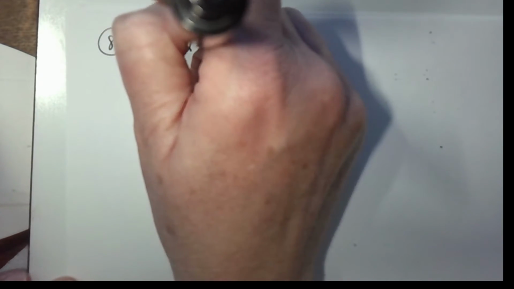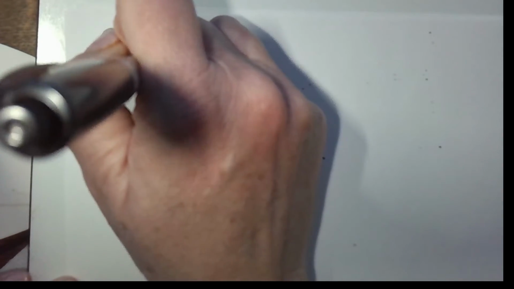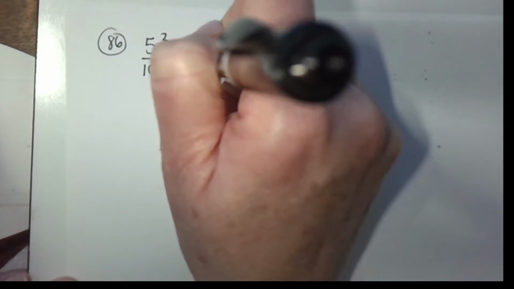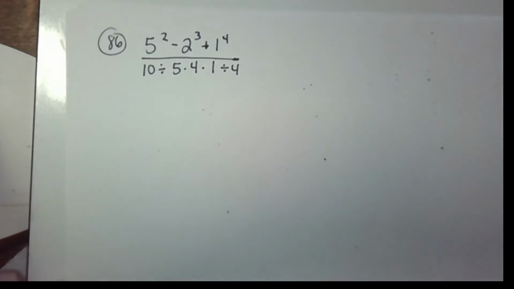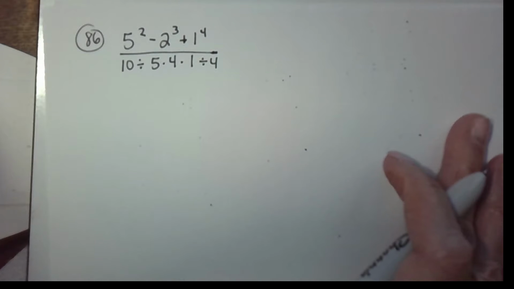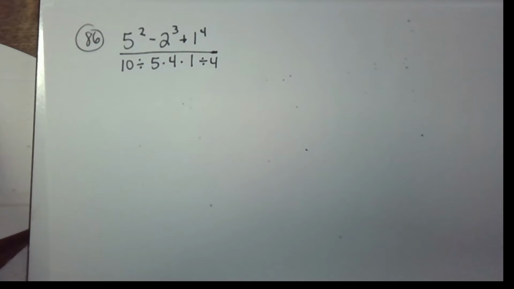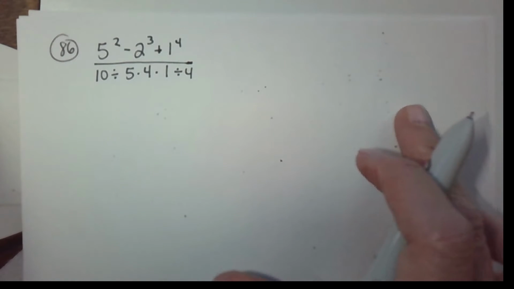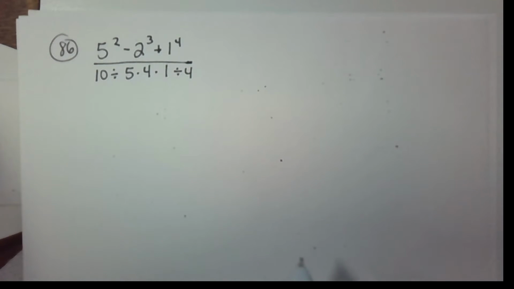Clean sheet of paper. Okay, 86 is another fraction. 5 squared minus 2 cubed plus 1 to the 4th, all divided by 10 divided by 5 times 4 times 1 divided by 4. Wow, okay. On something like this, the first thing I do is go back and double check to be sure that I wrote everything down correctly. And then because this is a fraction, I'm probably just going to work across the page and work only on the top and then only on the bottom.